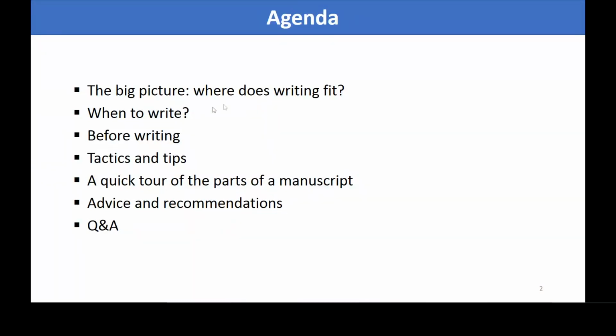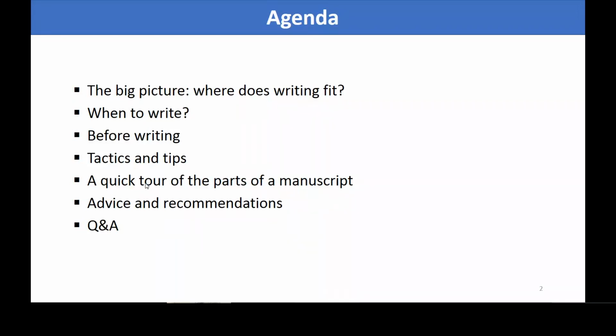So for today, we will first make sure that we put things in perspective. We will review the big picture we displayed last time, just to very quickly recap the whole process and see where writing fits. Then we'll skip the what and how because we assume we have talked about that last time, and move into when to write. Then some tips, things you should do before writing. And we'll have some tactics and tips for the writing process itself. To complete the picture, we will talk briefly about the parts of a manuscript. These are the different sections in a paper, but we'll keep this very short because other resources have already covered that extensively. And finally, we will finish with final words of advice and recommendations.